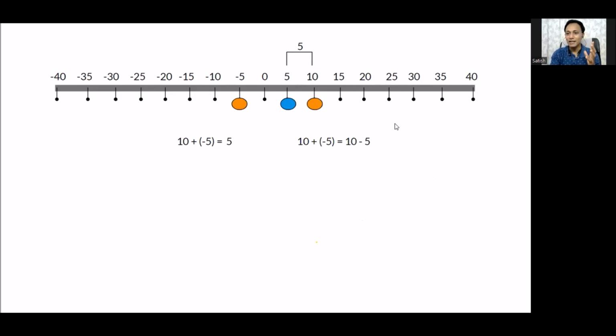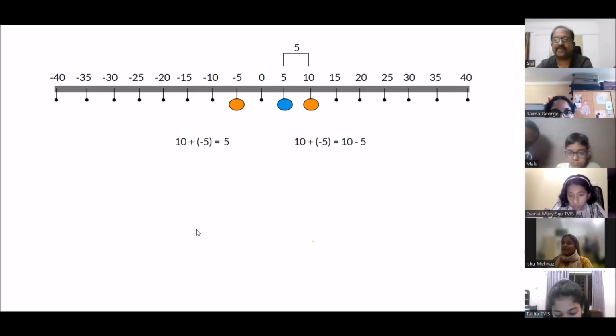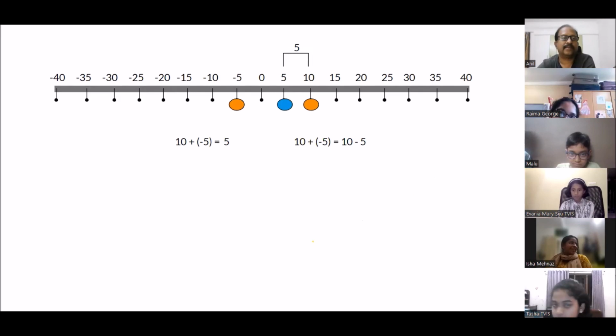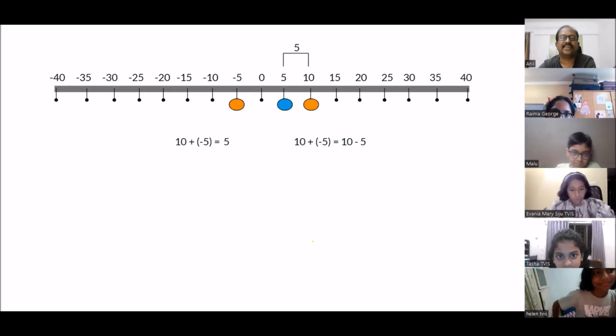Actually, when you say 10 plus minus 5, you are actually reducing 5 from 10, right? What did you actually do? Malu had 10 chocolates, you took 5 and gave to someone. That is what you did. You reduced 5 from this 10. Borrow it.